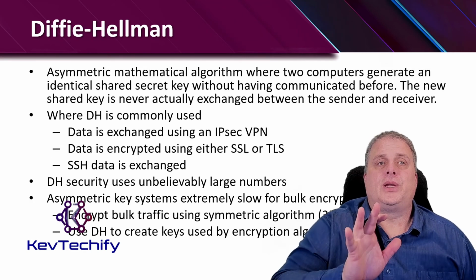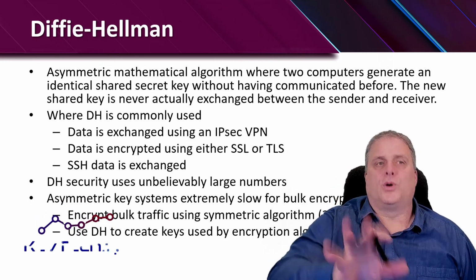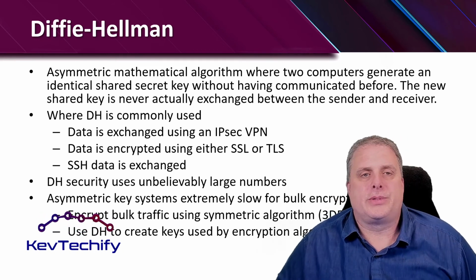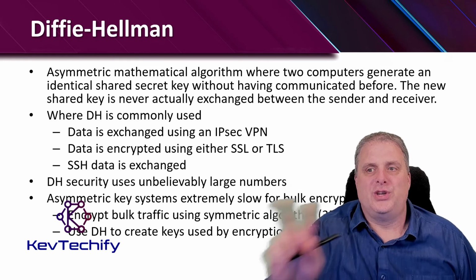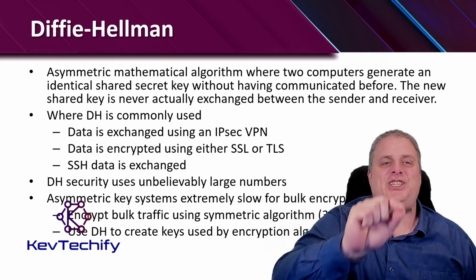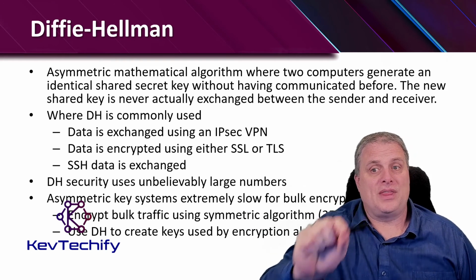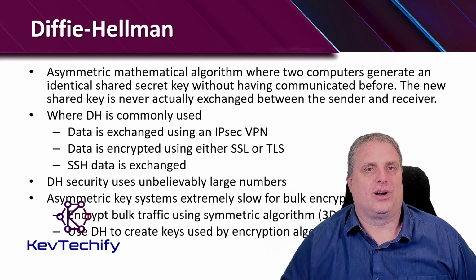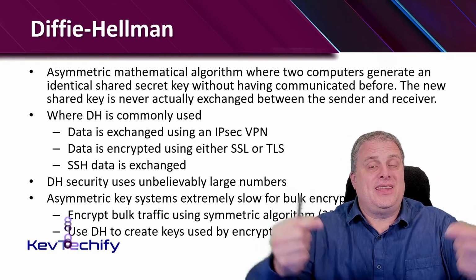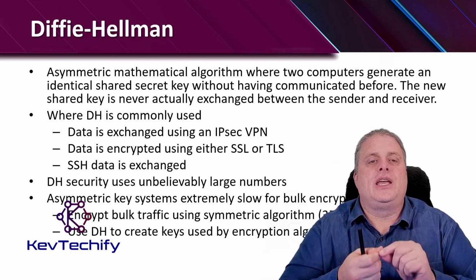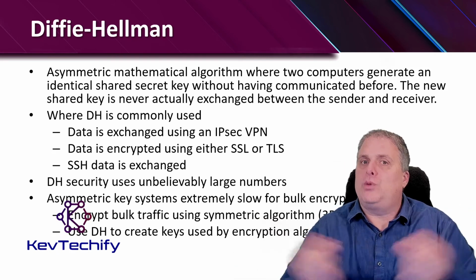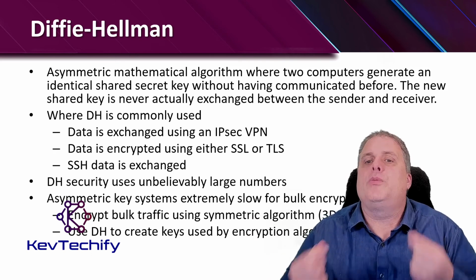The Diffie-Hellman algorithm is the most common asymmetric encryption algorithm out there. It's a mathematical algorithm where two computers generate identical shared secret keys without having communicated before. So they're able to generate these keys without actually communicating. The new shared key is never actually exchanged. So they don't exchange them. They don't verify that we came up with the same key.